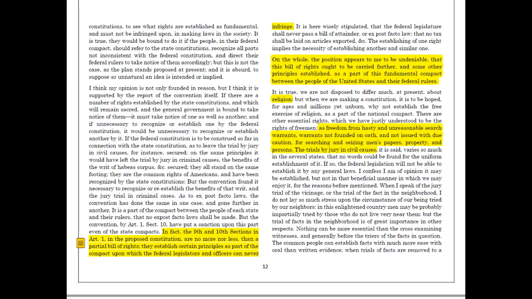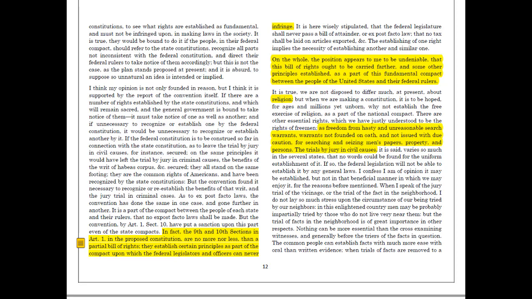and their federal rulers. And we imagine that Smith would adopt kind of a highlight list, or a top 10 list, if you will, of those rights that were recognized by the different states in their bills of rights. But notice the ones that he specifically lists. First he mentions religion, but then in the highlighted passage in the next paragraph, as freedom from hasty and unreasonable search warrants, warrants not founded on oath and not issued with due caution for searching and seizing men's papers, property, and persons, and trials by jury in civil cases.